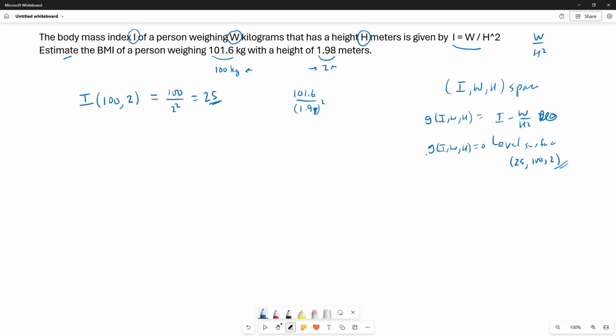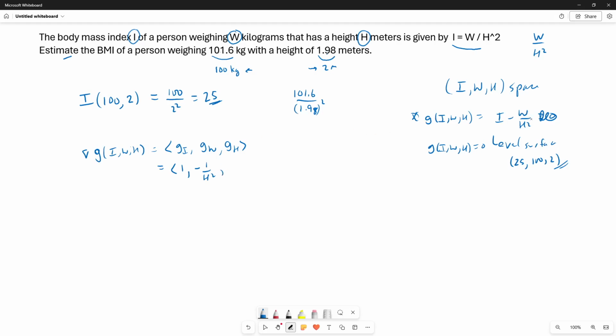So in order to calculate the tangent plane, we need the gradient of g. So the gradient of g at any point I, W, H, in the order that I've written the variables, would be g sub I, g sub W, g sub h, and the function g is here. So g sub I, the derivative of I is 1. There's no I there, so that's a constant. The derivative with respect to W, 0 minus 1 over h squared is a constant, so negative 1 over h squared.